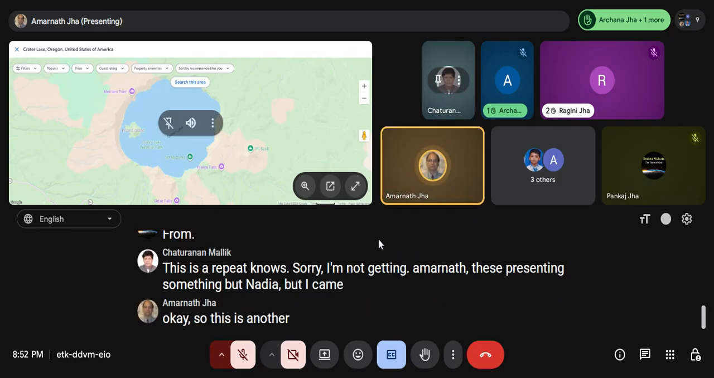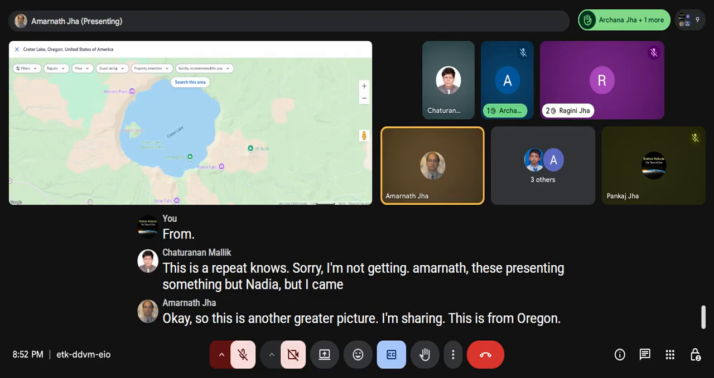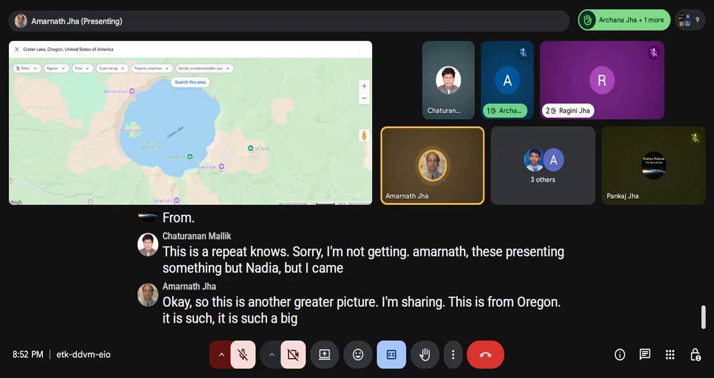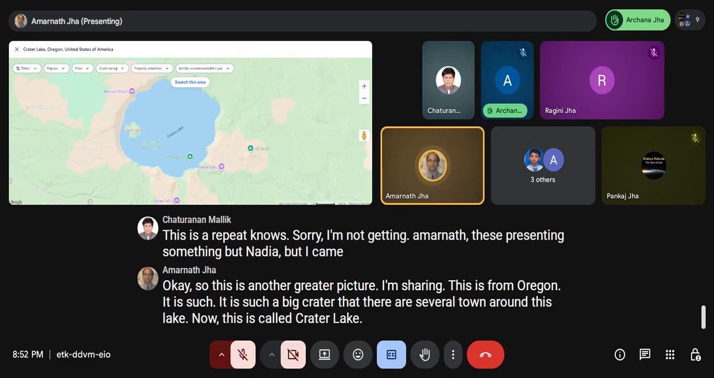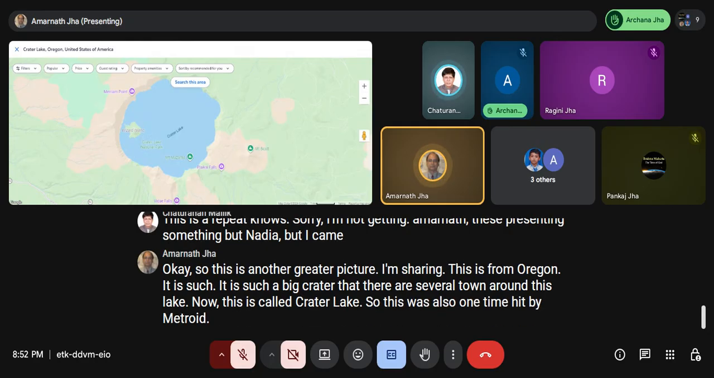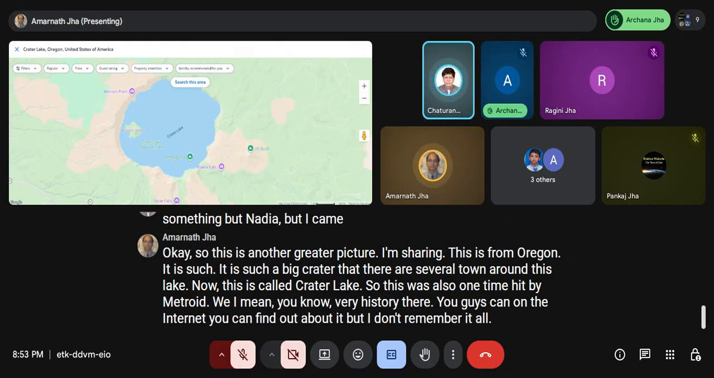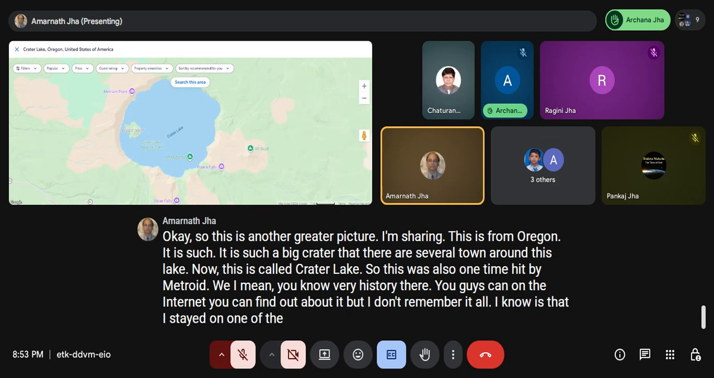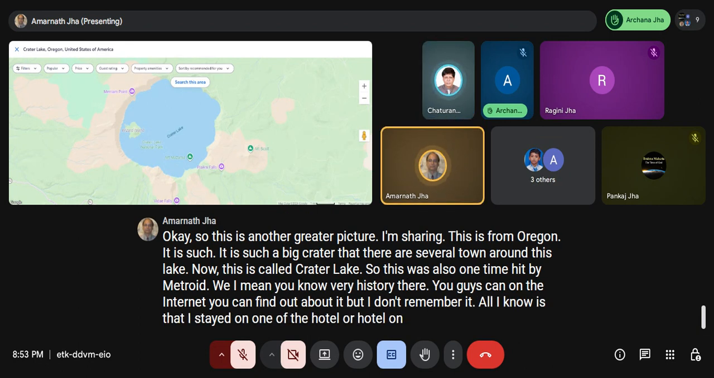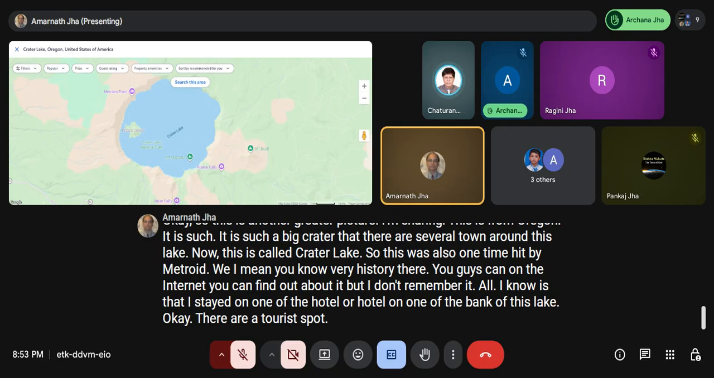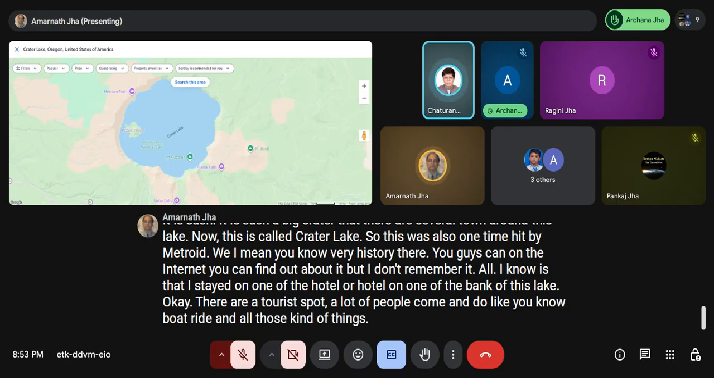Okay, so this is another crater picture I'm sharing. This is from Oregon. It is such a big crater that there are several towns around this lake. This is called Crater Lake. So this was also hit by a meteoroid at one time. There is a history there. You can find out about it on the internet, but I don't remember it. All I know is that I stayed at a motel or hotel on the bank of this lake. It is a tourist spot. A lot of people come and do boat rides.